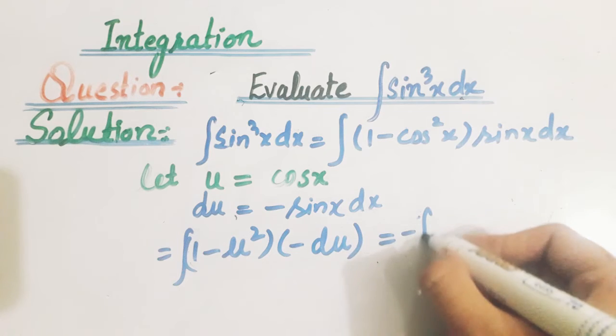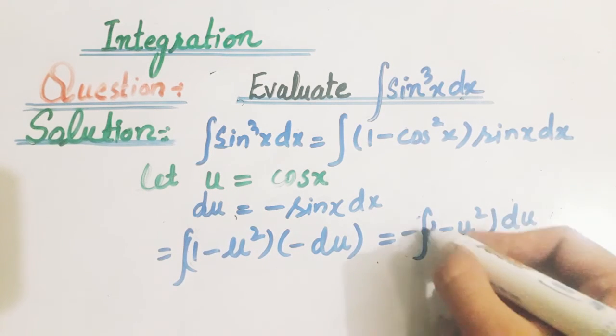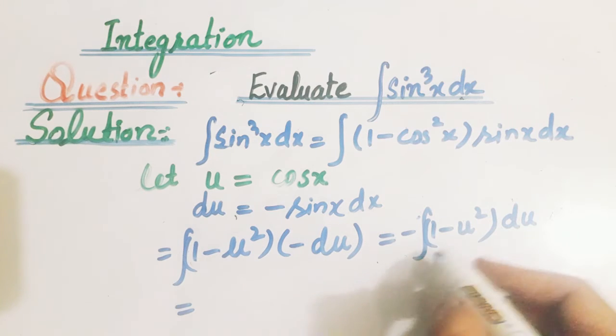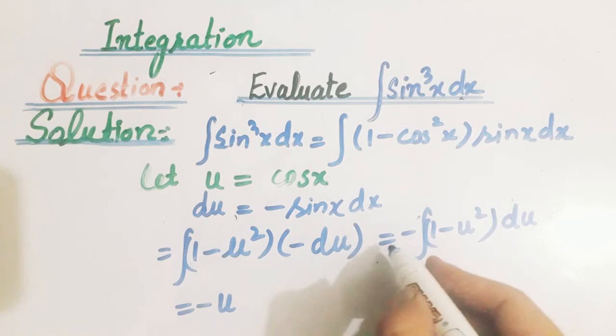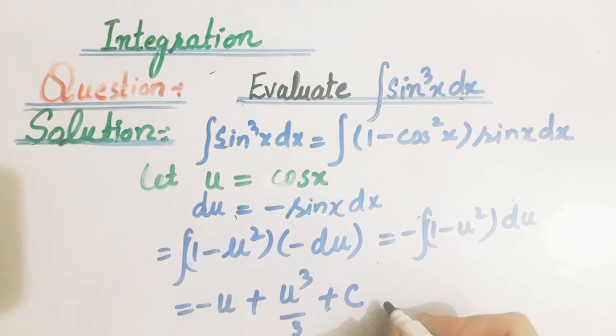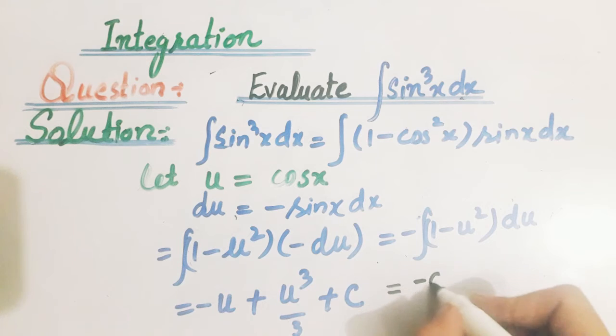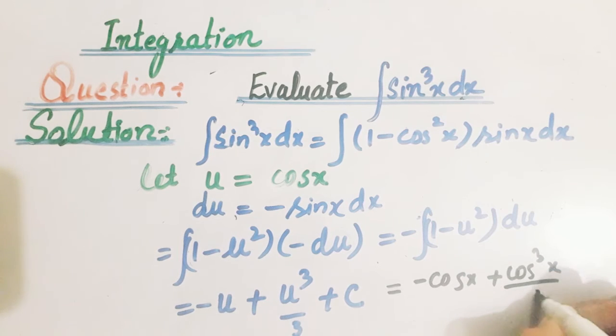Now we get minus the integral of (1 minus u²) du. Now integrate this. The integration of 1 will be u, and minus minus will be plus u³ over 3, plus C. So this will equal minus u, meaning minus cos x, plus u³, meaning cos³x over 3, plus C. So this will be the answer.